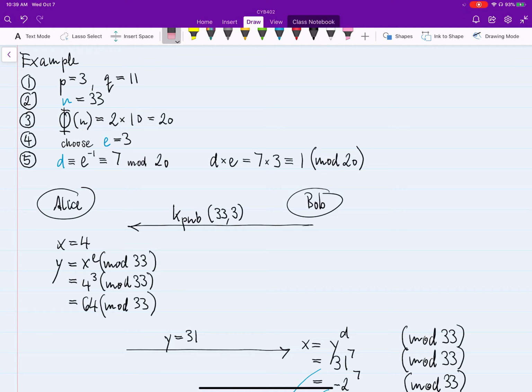Okay. So we choose E to be 3. Remember that it needs to be relatively prime to phi of n, which is the case here. And we increase the chances that E is relatively prime to phi of n by choosing a prime here. Okay, so in reality, E actually may be 3.